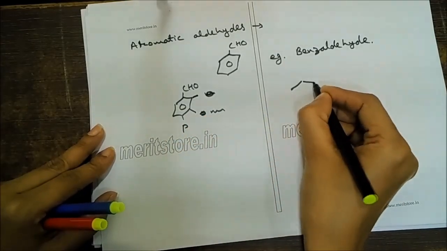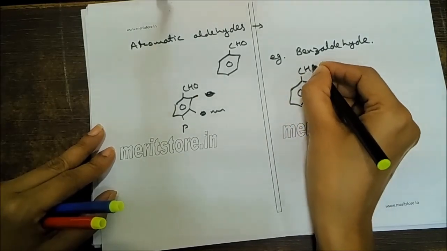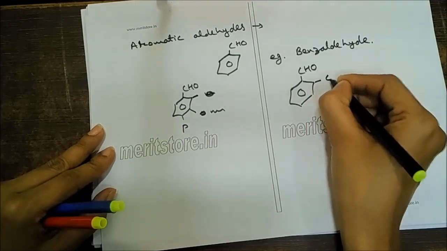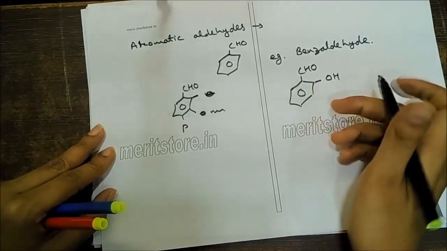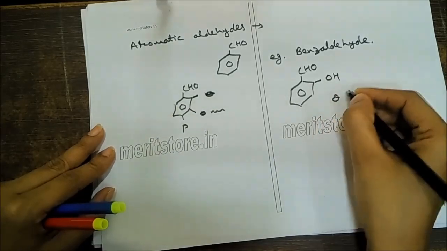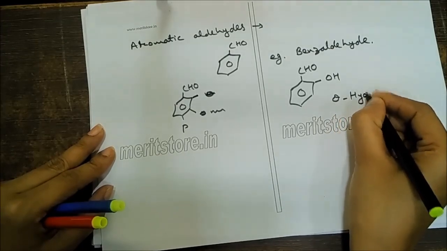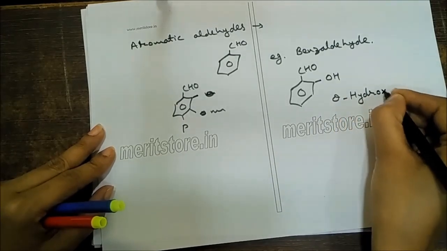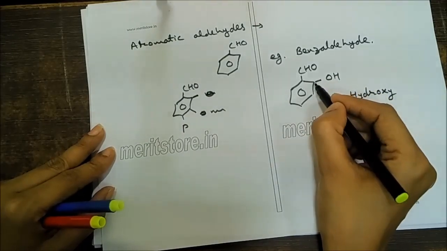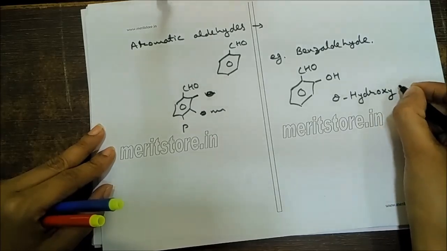So if we are taking an example, if a hydroxyl substituent is present on the ortho position, its name will be given by ortho hydroxy, because the hydroxy group is present on the ortho position of this aldehyde, so its name will be given by orthohydroxy benzaldehyde.